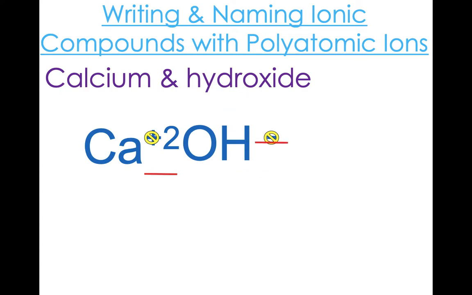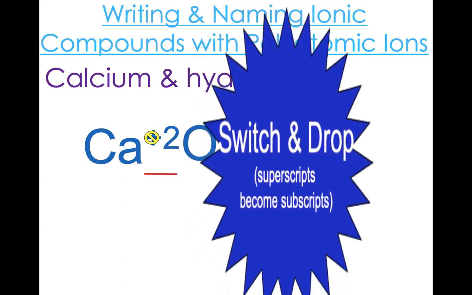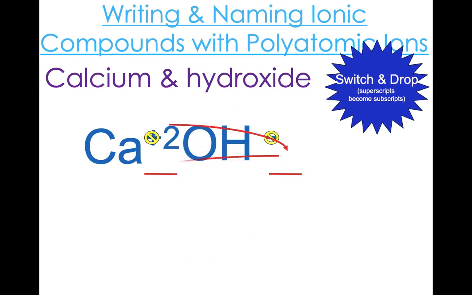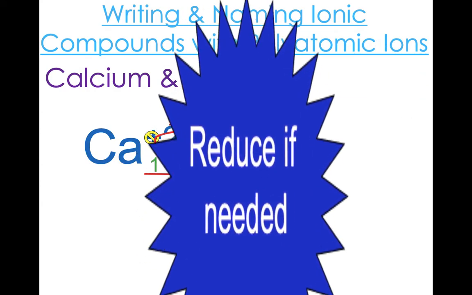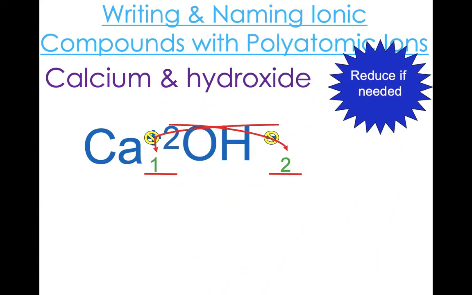So we need to switch and drop something on those red lines, and those are the only ones that we can reduce. So what comes down next to the calcium? Well, that's going to be a 1. We won't write that in our final formula. And then next to the hydroxide will be a 2. Can you reduce a 1 and a 2?